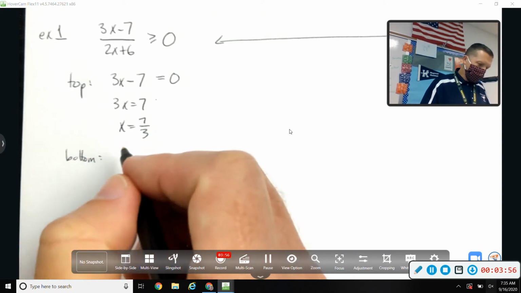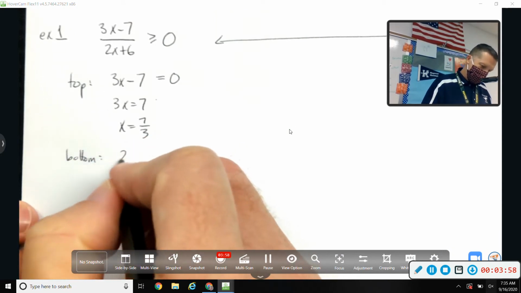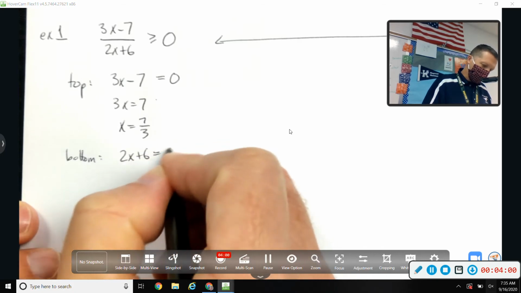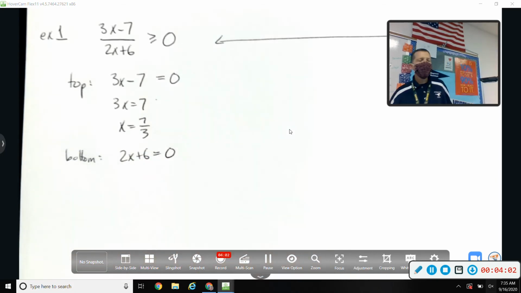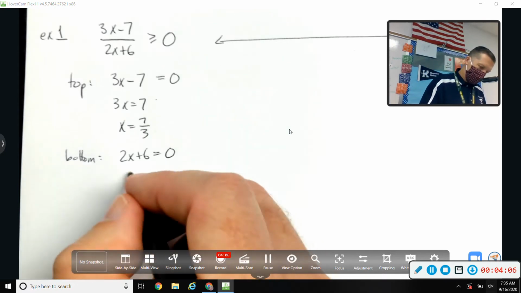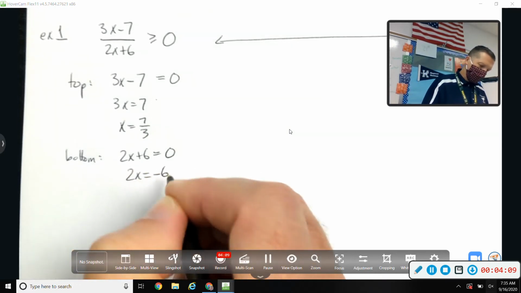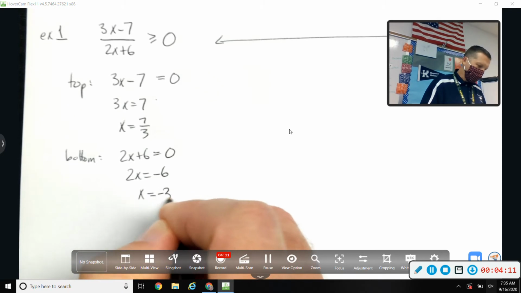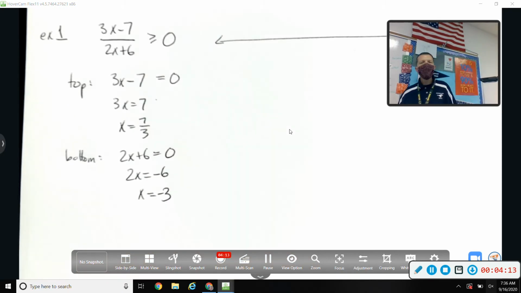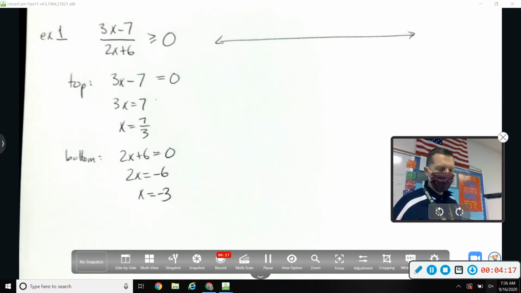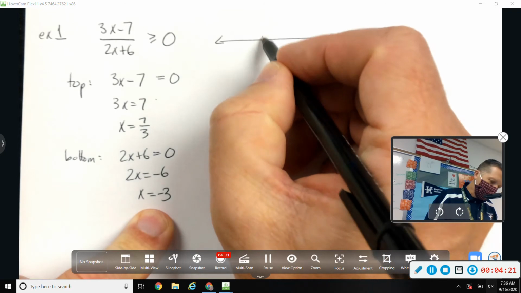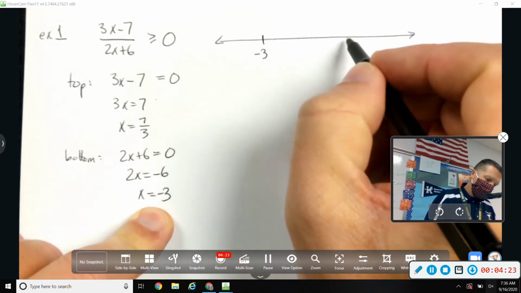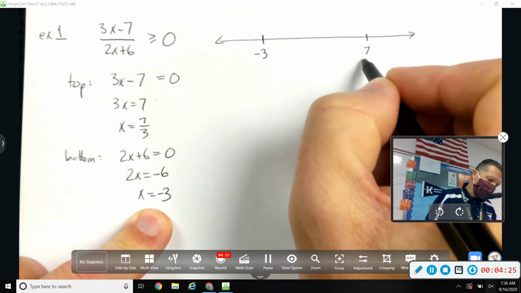For the bottom, 2x plus 6 equals 0. So 2x equals negative 6, x equals negative 3. Okay, so now I've got the 2 spots, or the 2 things I need to put on the number line. Clearly negative 3 is on the smaller side of things. 7/3 is positive, so it's bigger than negative 3.